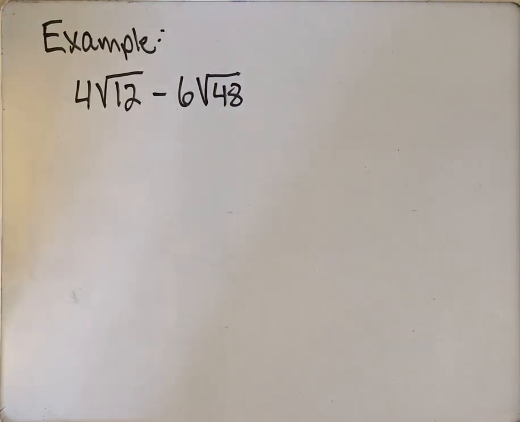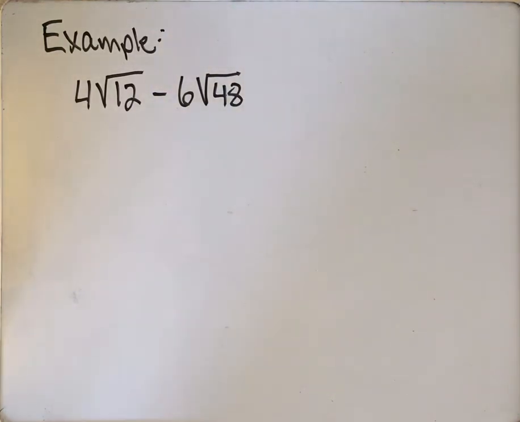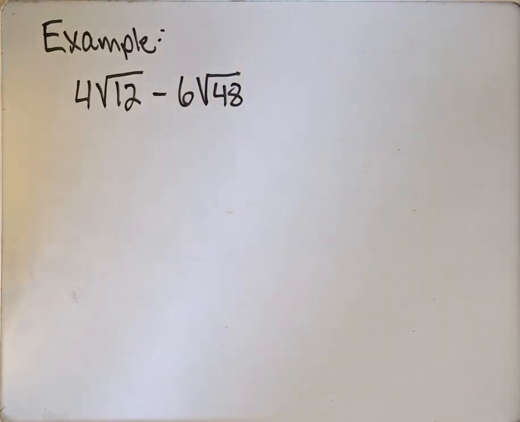This is a lot like fractions. It's also a lot like when we're trying to combine like terms with algebra. Think in fractions, our denominators have to be the same. Think when we're adding algebraic expressions, the letters have to be the same, right? The variables have to be the same. So this is the same idea as that.